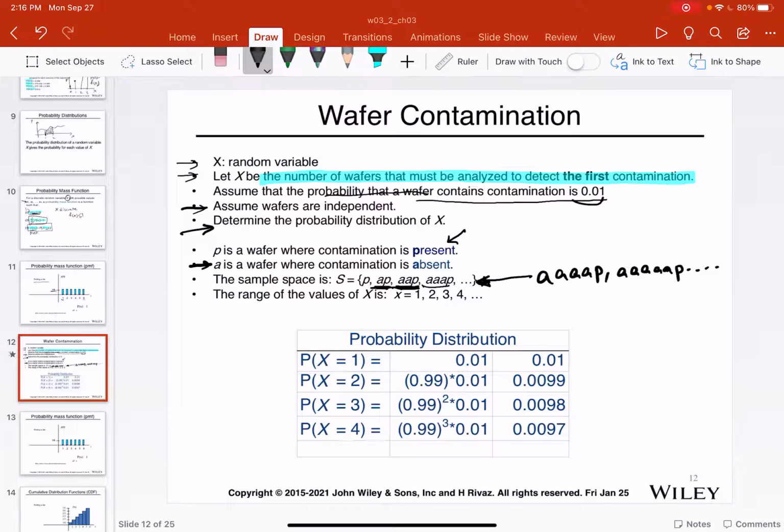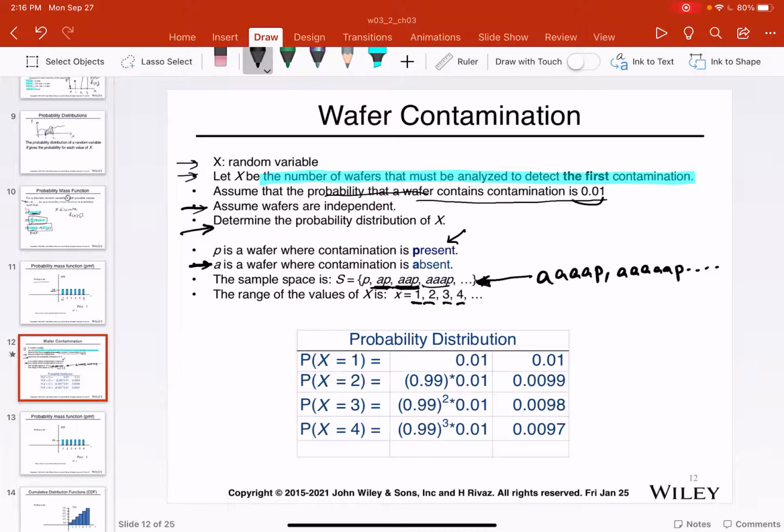So the range for X can be 1, if I'm very lucky and the first one that I pick has contamination. Or the second one, or third one, or fourth one. X can go all the way to infinity, so there's no end for X. It's like flipping a coin and I always get heads. Let's say the experiment is I want to get the first tail. Once I get the tail, I stop the experiment. So X can go all the way to infinity.